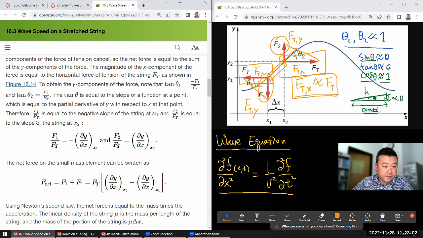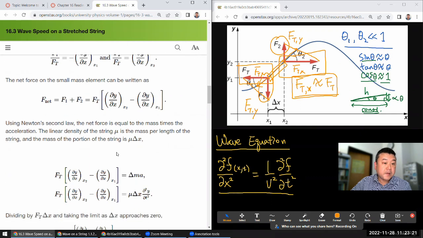Therefore, f1 over ft is equal to the negative slope of the string at x1. F2 over ft is equal to the slope of the string at x2. And x1 and x2, we are keeping them as two separate locations, here and here, and they're going to address delta x in a bit.